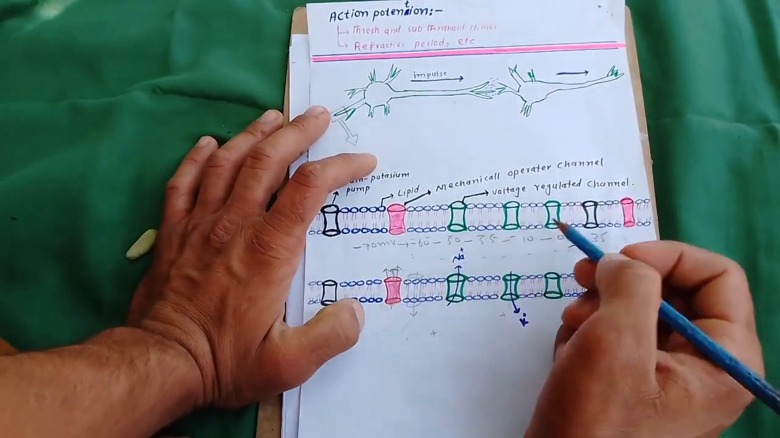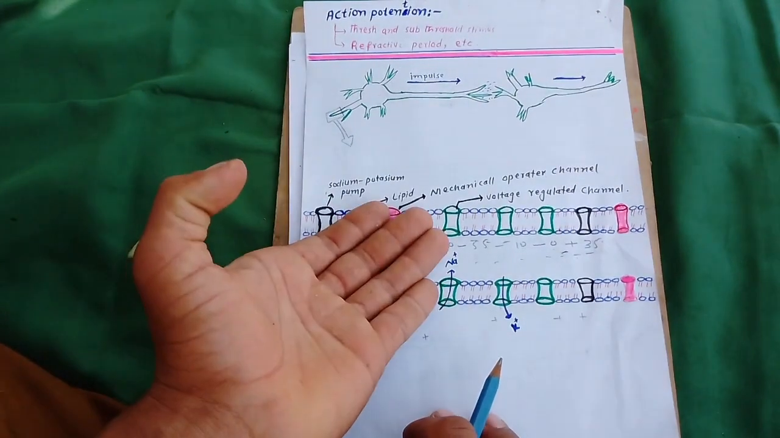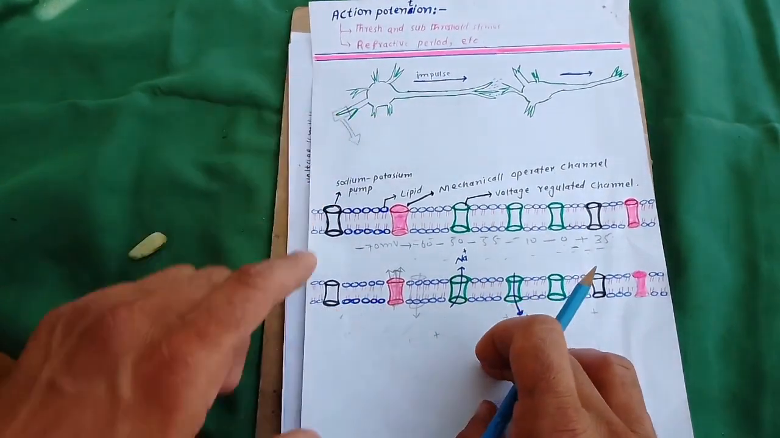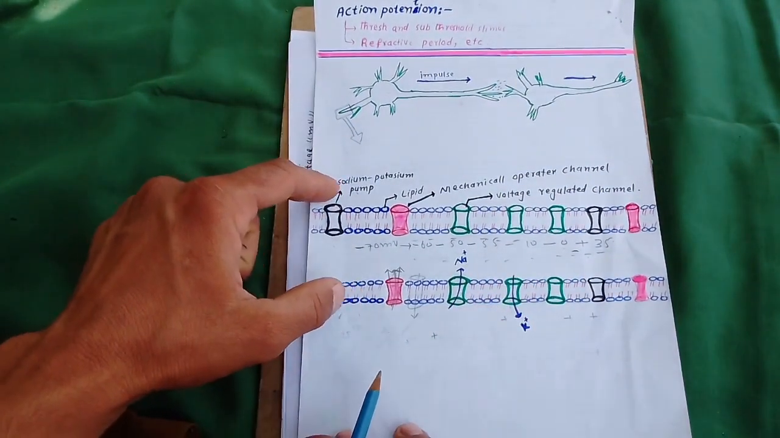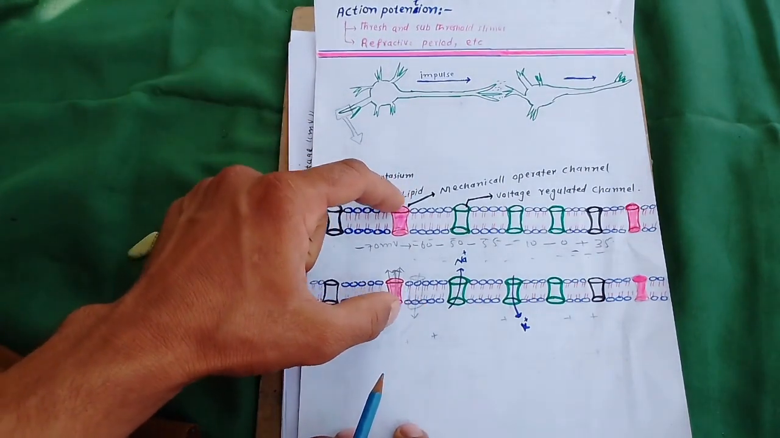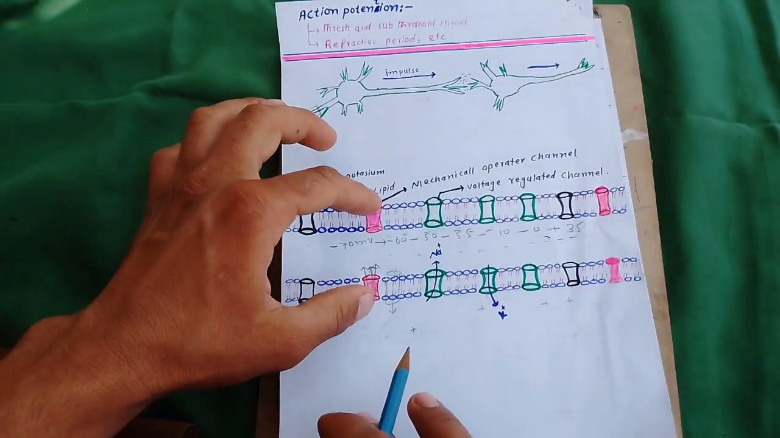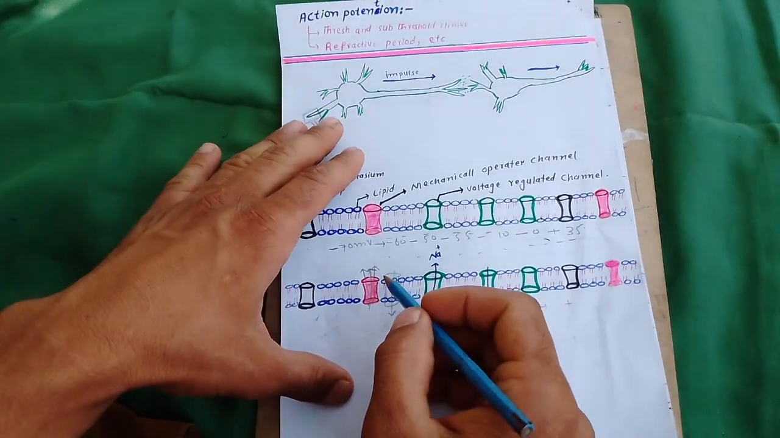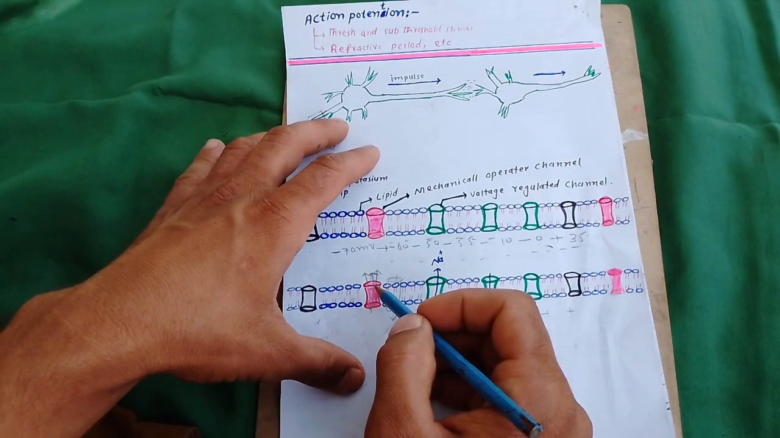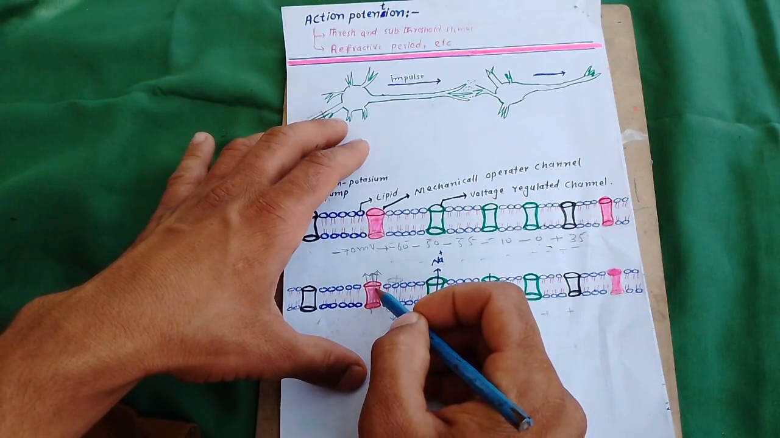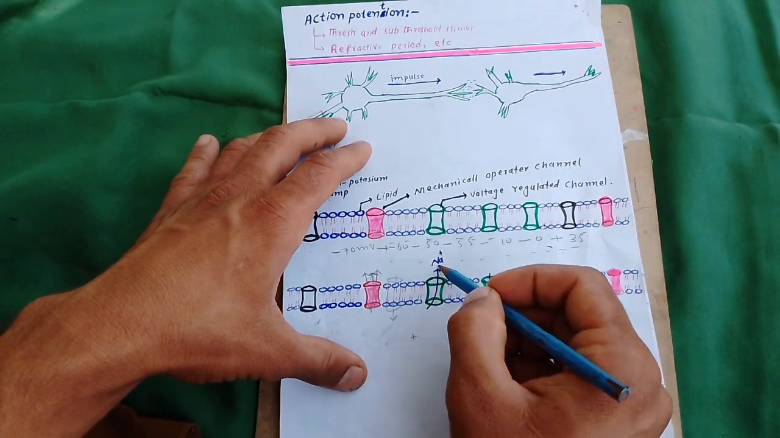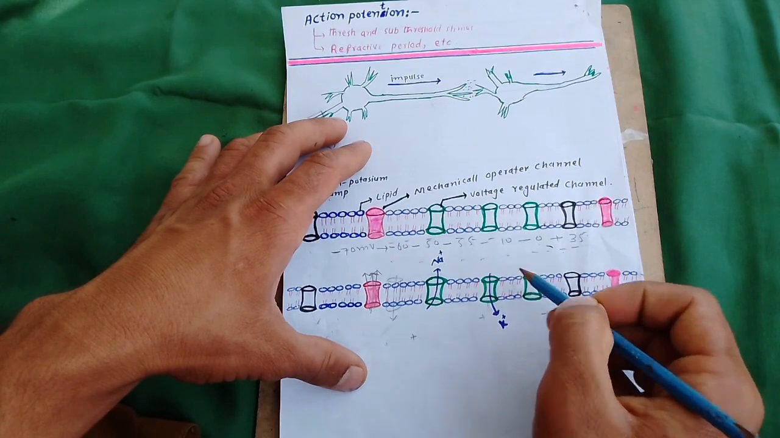These voltage regulated channels are open, and a large number of sodium ions go inward, and then a large number of potassium ions go outward. So the action potential is produced here. The sodium potassium pump only pumps sodium and potassium. These are the mechanically operated channels. Mechanically operated channels help in the production of graded potential, but actually they do not produce action potential. Action potential is only produced due to this channel.